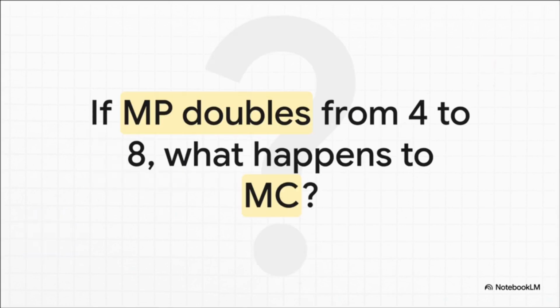And for the last challenge, I want you to think bigger than the math. Think about the relationship. If a worker's productivity, their MP, doubles, say from 4 to 8, what happens to the marginal cost of each cookie they produce? The answer to that question, well, that's the main idea of this whole explainer.